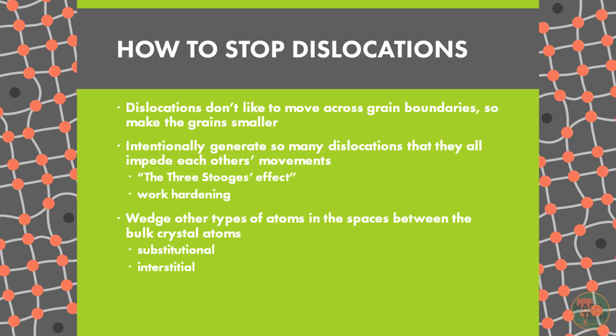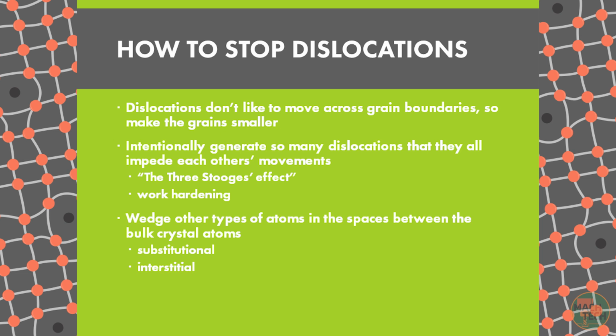This is actually what happens when you work harden a material, common in nickel alloys like 300 series stainless steels. The other way to stop dislocations, and the one that we're going to focus on, is to wedge other types of atoms in the spaces between the bulk crystal atoms. The extra atoms don't quite fit, and so they distort the lattice structure.